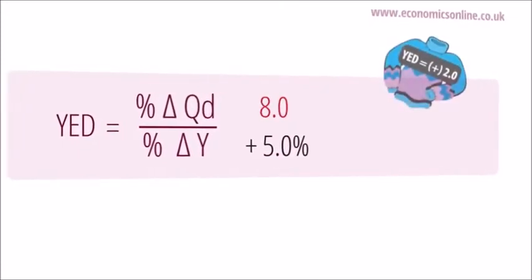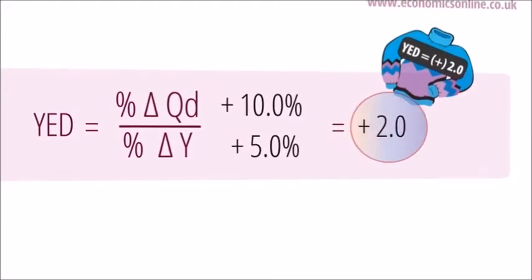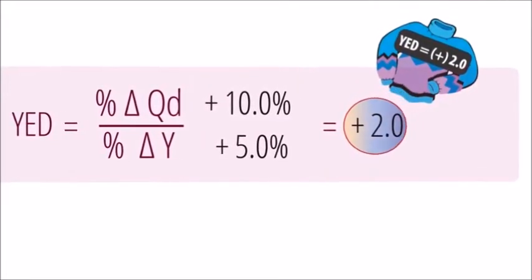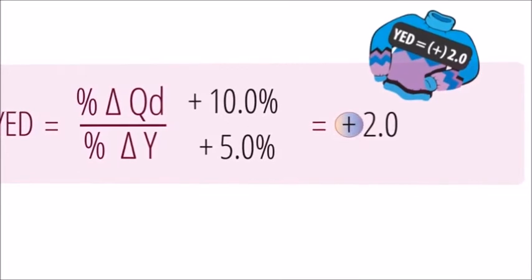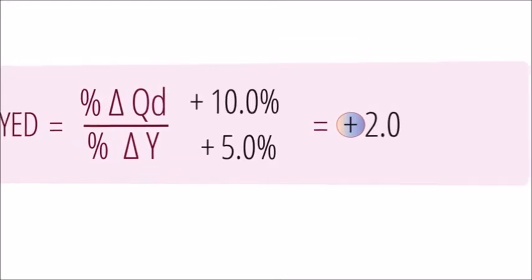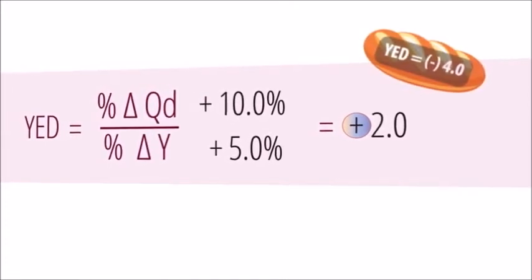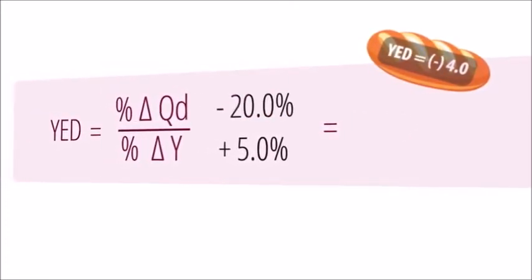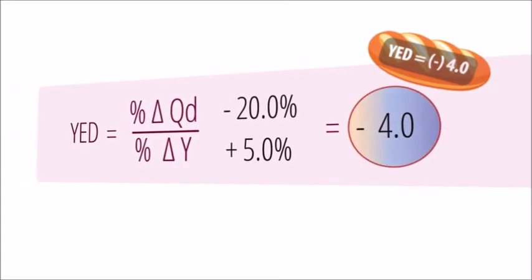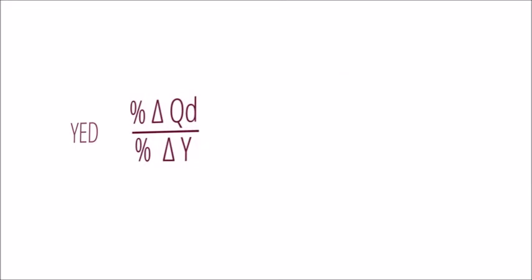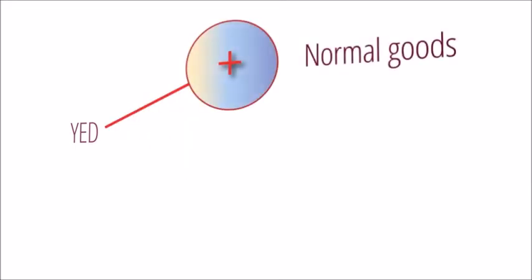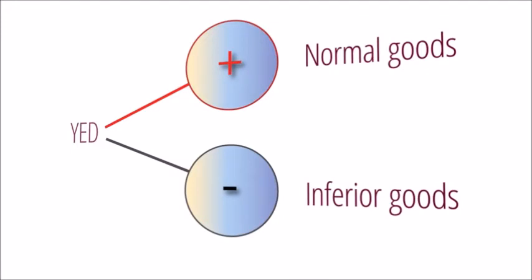10%, then the YED for clothing is plus 2.0. The result is a positive one. As income rises, so does the demand for clothing, in this case by a greater proportion than the increase in income. However, if demand for bread falls by 20% following an increase in income of 5%, the YED for bread over the relevant income range is -4. In the case of bread, the result is a negative one. Goods where the relationship is positive are called normal goods, and inferior when the relationship is inverse.